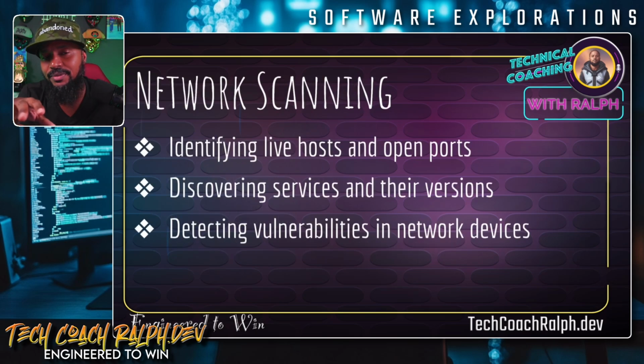So the first type of scanning, network scanning, means identifying live hosts and open ports, discovering services and their versions, and detecting vulnerabilities in network devices. For example, you can have a device that has firmware that's not updated, and you can probably get into the system that way. There are so many different ways through a network that make a company vulnerable, right? So that's one type of scanning. And on the live stream, we're actually going to be practicing these different types of scanning as well.